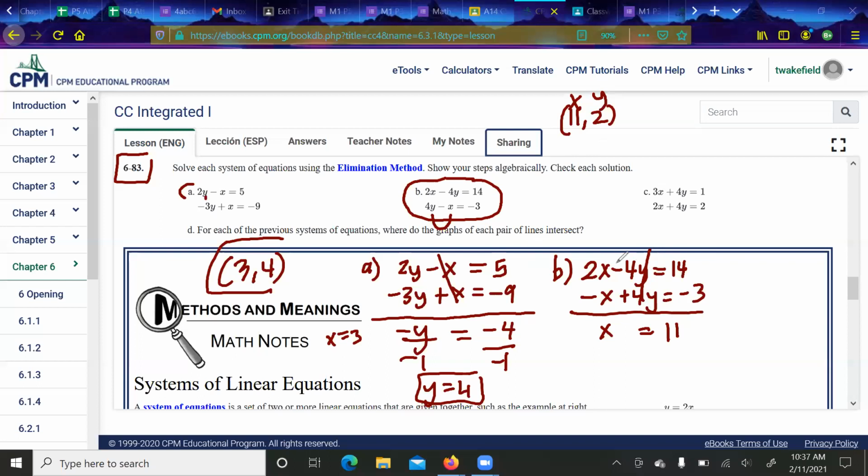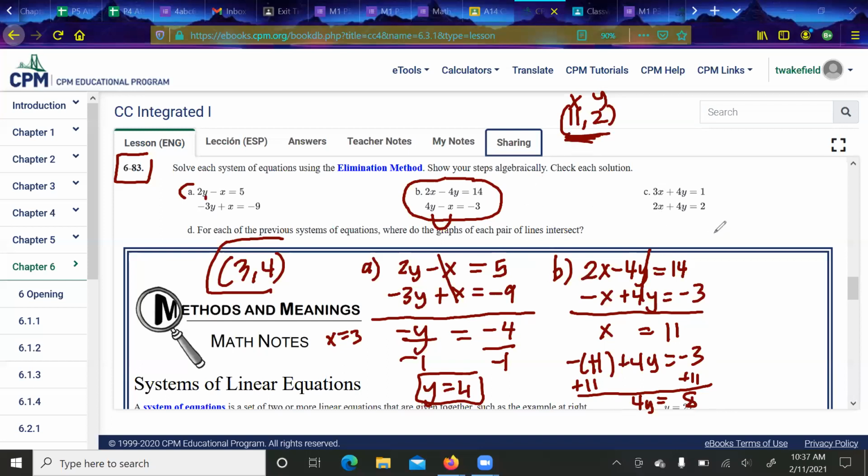To get y, you could plug it into either one. I'm going to plug it into the bottom one, and I put negative 11. That's negative 11 plus 4y is equal to negative 3. So I'm going to add 11 to both sides, which will give me 8 over here equals 4y. So y equals 2. So we got 11, 2 for that one.